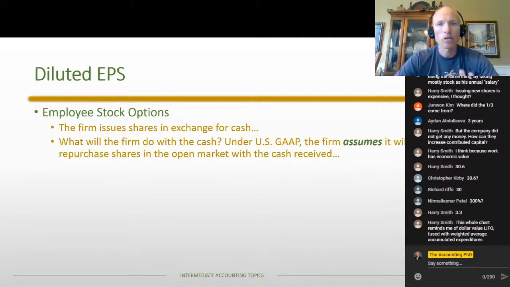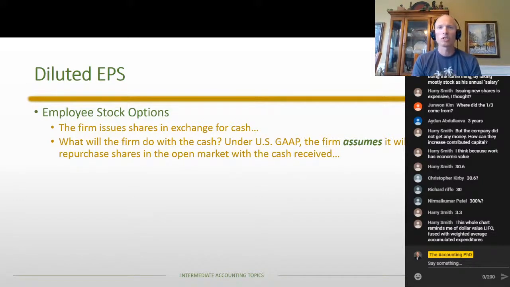Now, what I want to be clear here, that doesn't mean under U.S. GAAP that they have to do this. What it means is when we report diluted earnings per share under U.S. GAAP, we want it to mean the same thing for every single company. And so what they're saying is, regardless of what you plan to do with the cash, we want you to report diluted earnings per share as if you would take that cash and go buy shares in the open market.